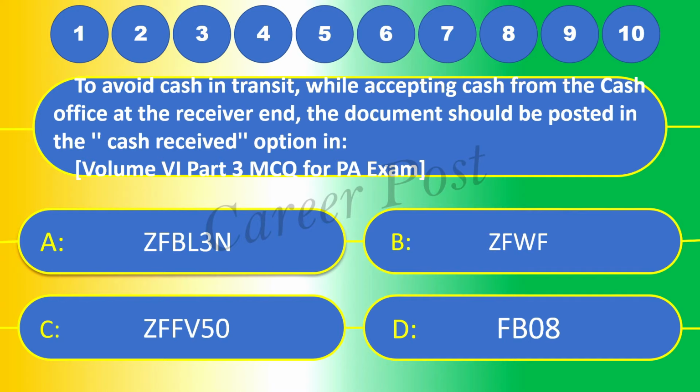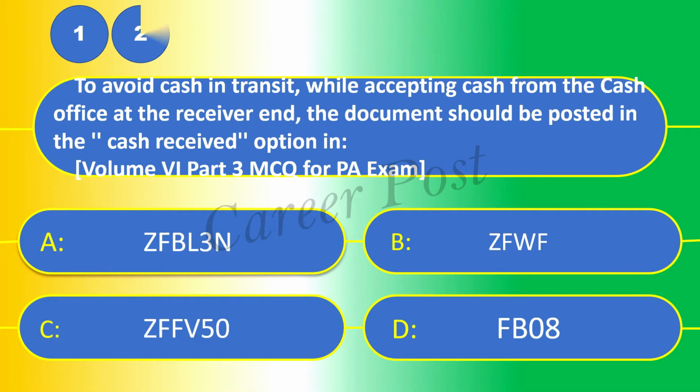To avoid that transit while accepting cash from the cash office at the receiver end, the document should be posted in the cash received option. That means as soon as the cash is received, what you have to do? To avoid the transit, you have to post in this option. What is that option called? Your time starts now. Post your answer in the comment section.